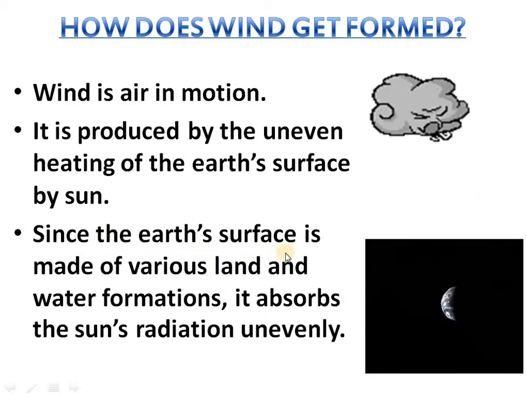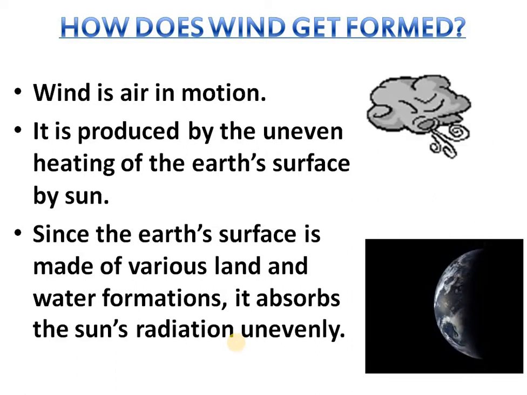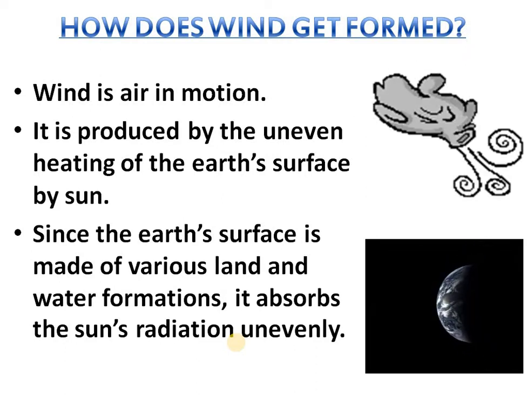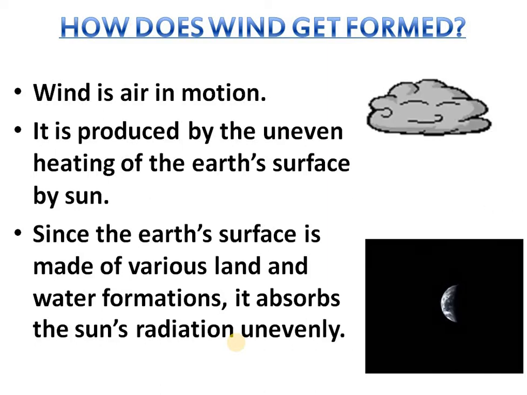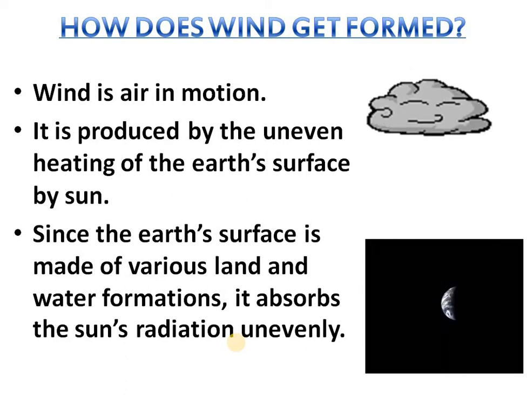You see here, the Earth's surface is made of various land and water formations, so it absorbs the sun's radiation unevenly. This is one of the reasons. During daytime, sunlight is there, and the land mass may be heated at a different rate. Water, such as lakes, ponds, reservoirs, canals, oceans and rivers, may be heated in a different way. So this is called differential heating. Differential heating means heating in a different way. That may lead to uneven temperature. This leads to the formation of wind.